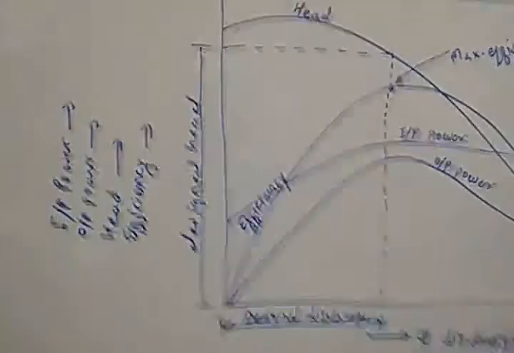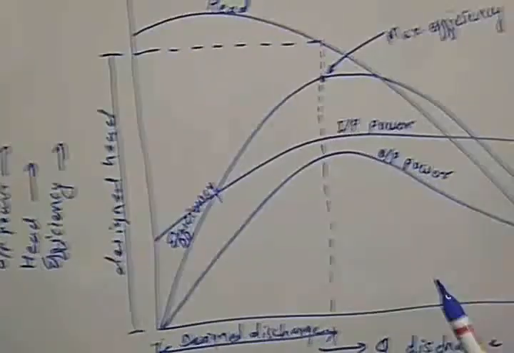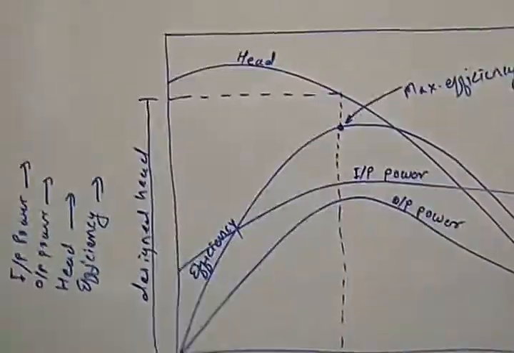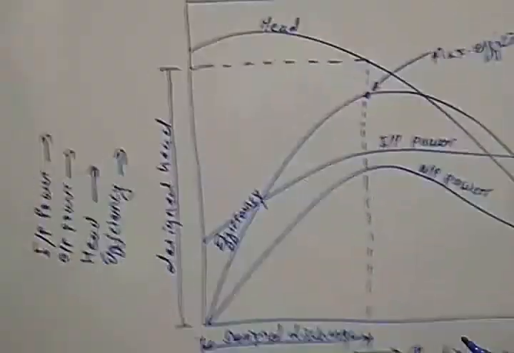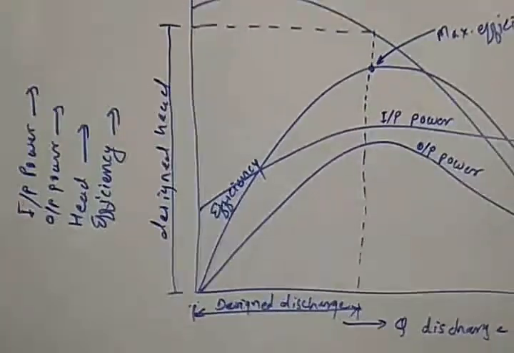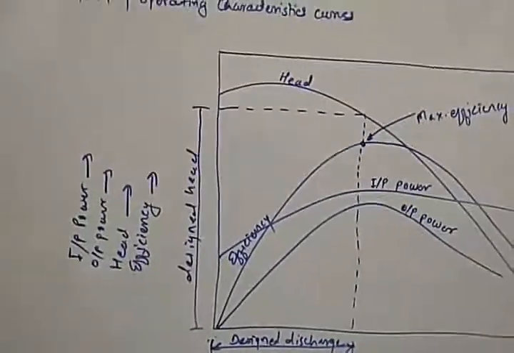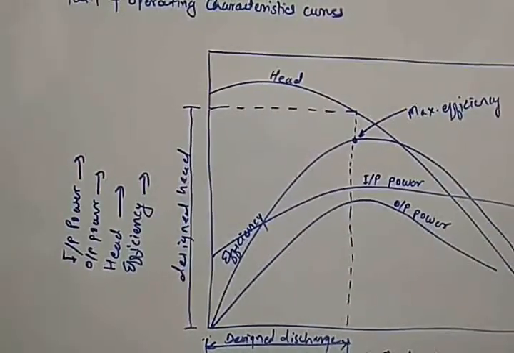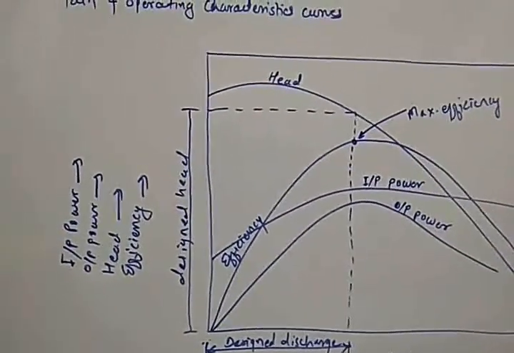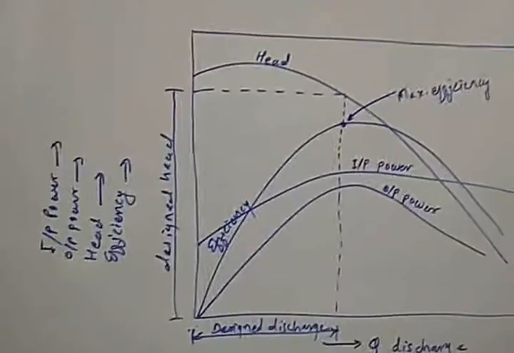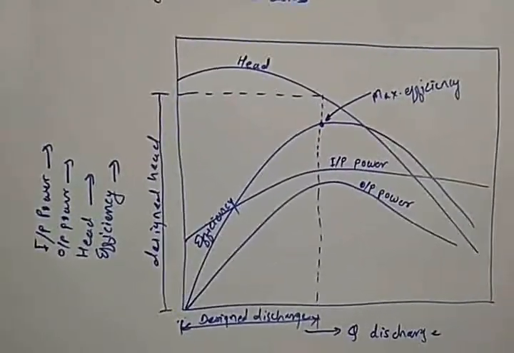So from this I can find out what power of motor is required, what the maximum efficiency is, and what my design head and design discharge will be. At this particular point or condition the pump will be operating. So this is the main and operating characteristics.